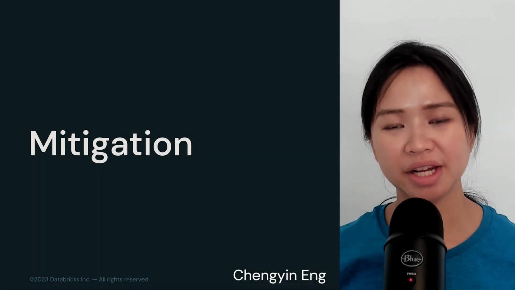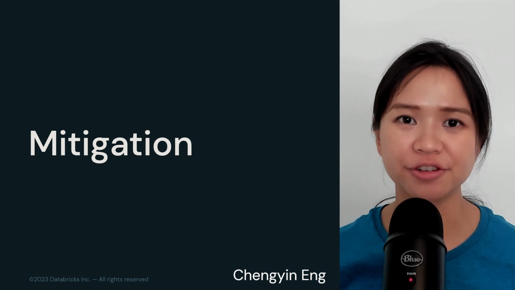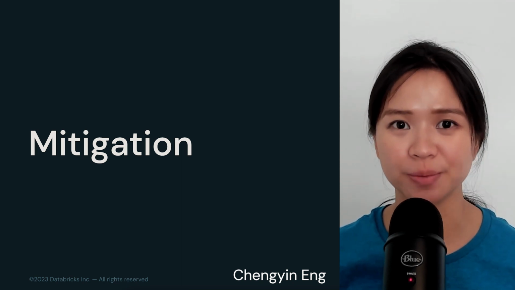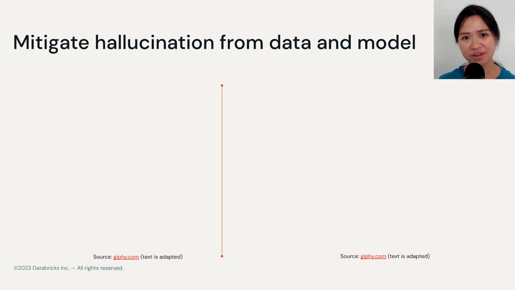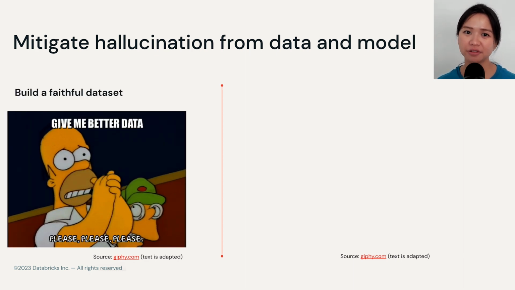We'll now talk about mitigation strategies for how to mitigate hallucination and also the different risks and limitations of these large language models. Since hallucinations stem from both data and model, it's only appropriate that we address them from both data and model perspectives as well. So the first is to build a faithful data set.